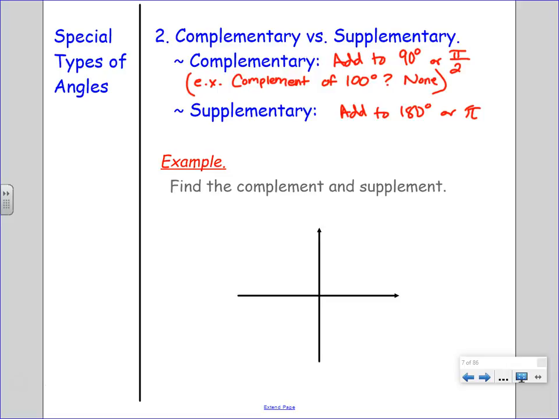And in order to have a supplement, what else do you think has to be true? Has to be less than 180. So we're not going negative. When we're doing complements and supplements, it has to be less than the angle that we're adding up to. We're adding a positive angle. And if you can't add a positive angle to get to 90 degrees, not to get to the same placement.